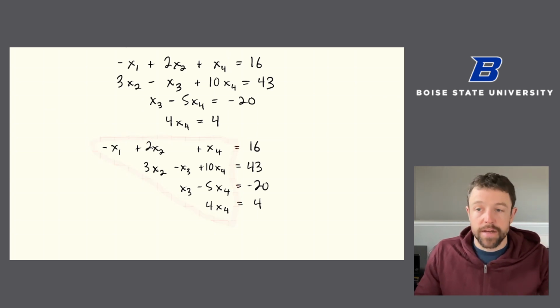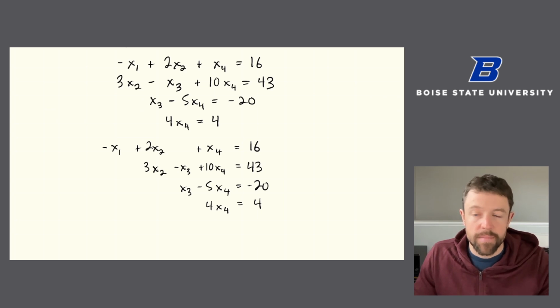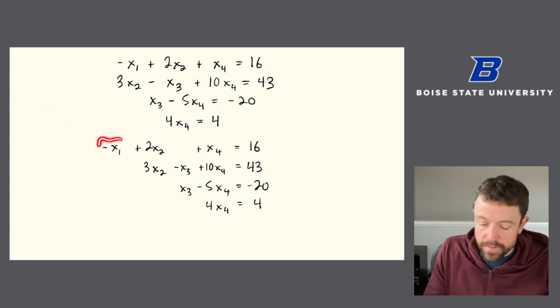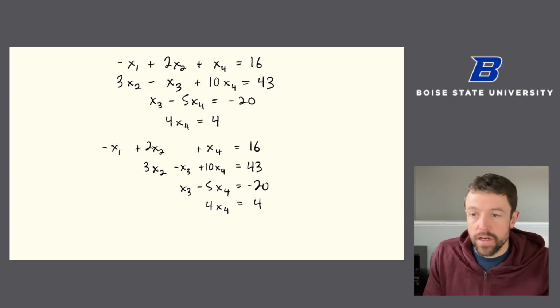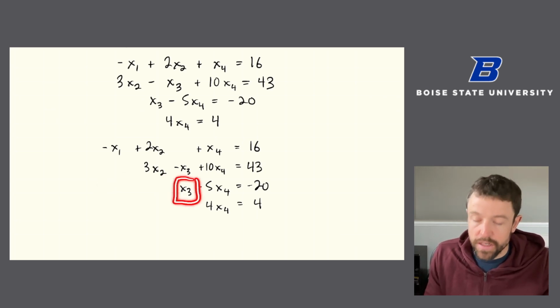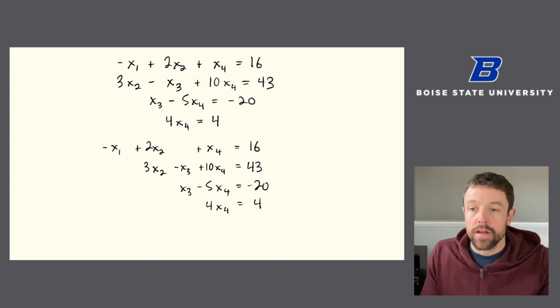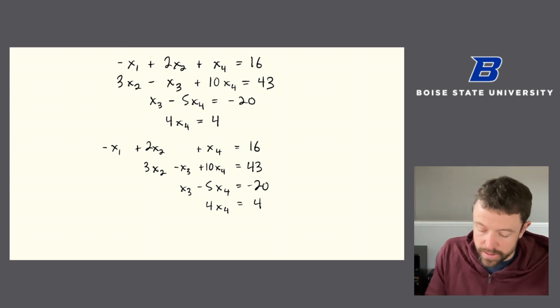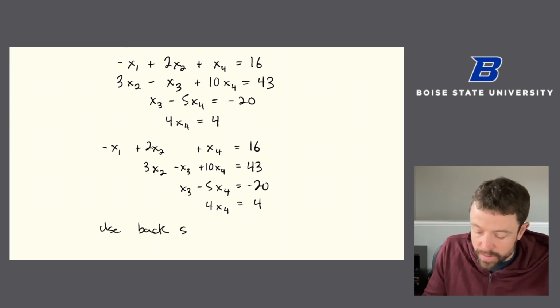Now, what's the technical definition of a triangular system? I'm not going to write it down because I think you probably already get the sense for what I mean. But the first equation will have a non-zero coefficient on x1. The second equation will have a zero coefficient on x1 and a non-zero coefficient on x2. The third equation will have zero coefficients for x1 and x2, and then a non-zero coefficient on x3, and so forth. So that's what it means for a system to be triangular. And when we have a triangular system, we can use this process known as back substitution to solve it.